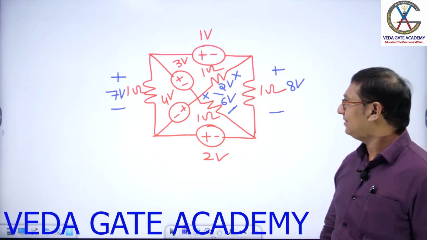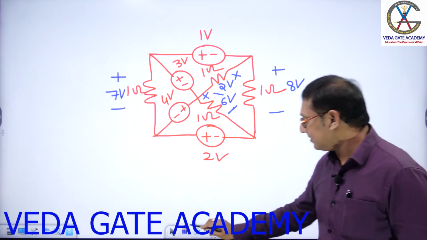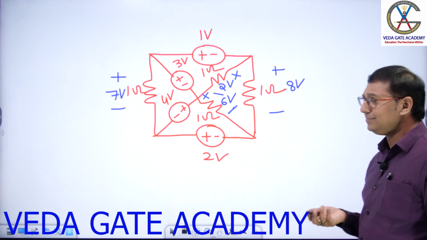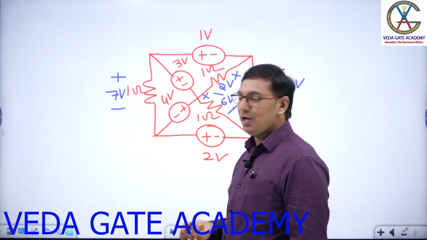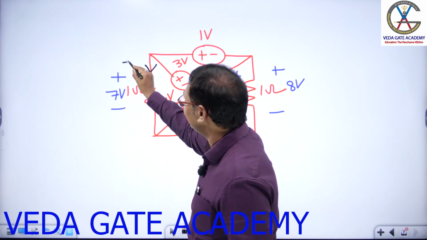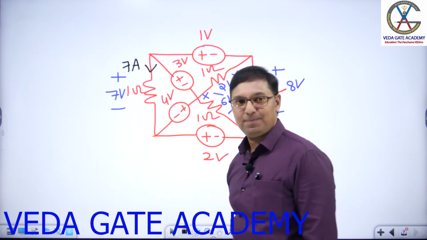8 volts. Shall we find current through resistors? Yes, we can find. Apply Ohm's law. 7 volt, 1 ohm. How much current flows here? 7 amperes.